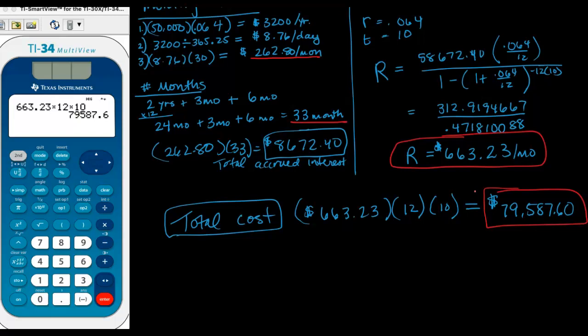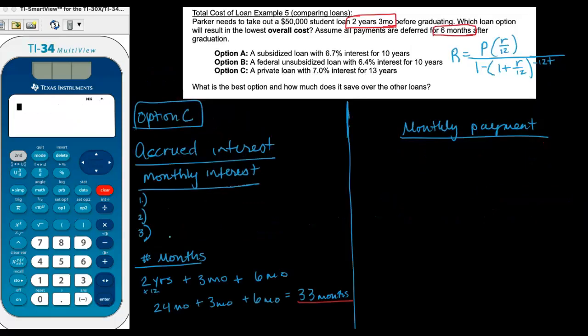Okay, so let's look at option C now, which is that private loan with 7% interest for 13 years. So with the private loan, we have a higher interest rate, which isn't surprising. Oftentimes private loans can have that higher interest rate. So interest rate of 7%, and then the student's going to take 13 years to pay off this loan.